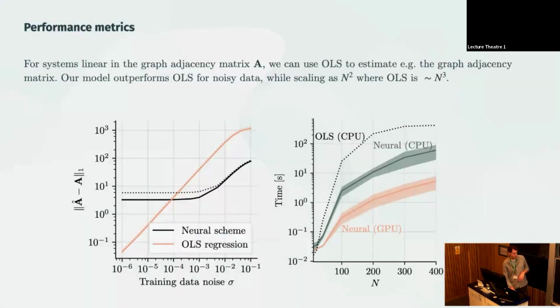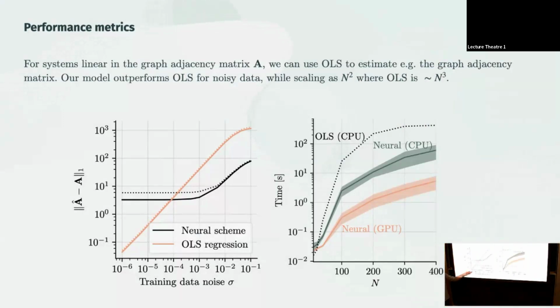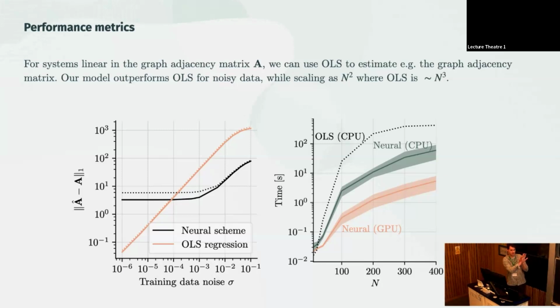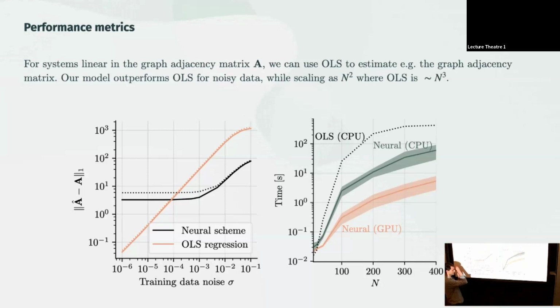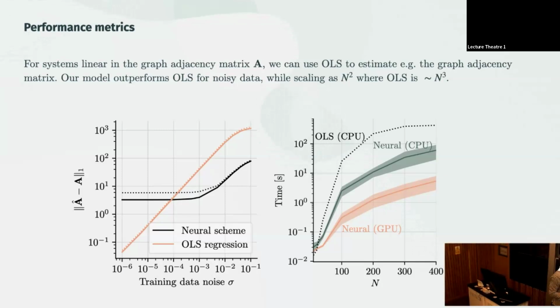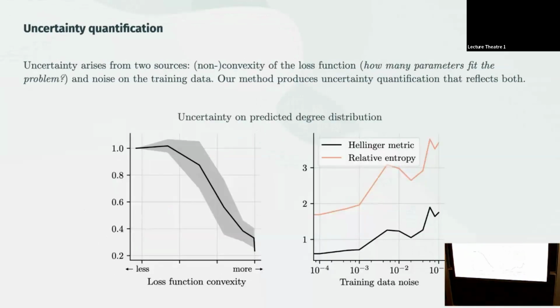I think in the interest of time, I'll skip over that. We compared the performance of the adjacency matrix estimation to other schemes, including the OLS scheme. Basically what we found is that if the noise on the training data is very low, regression is typically a more accurate method if you just want a guess on the adjacency matrix. You don't want a distribution, you just want an optimized guess. But as soon as you add just a little bit of noise to the training data, the regression performance decreases significantly, whereas the neural estimate is much more robust under noise, while also running about an order of magnitude faster than the regression scheme. And yeah, I think I'll stop here.